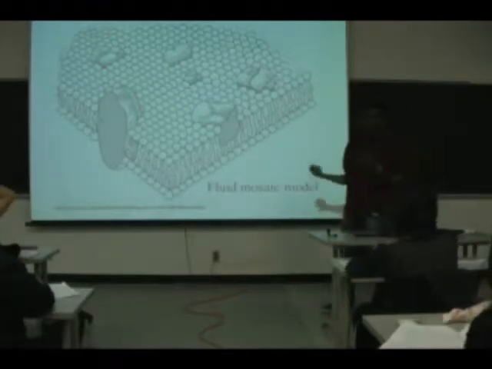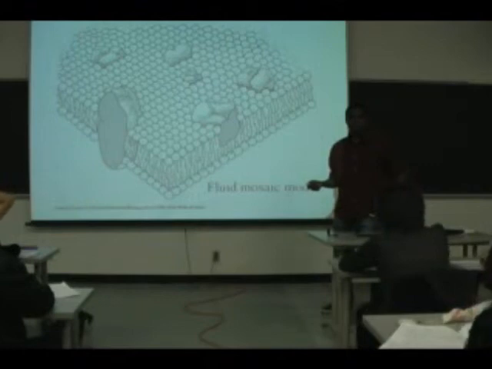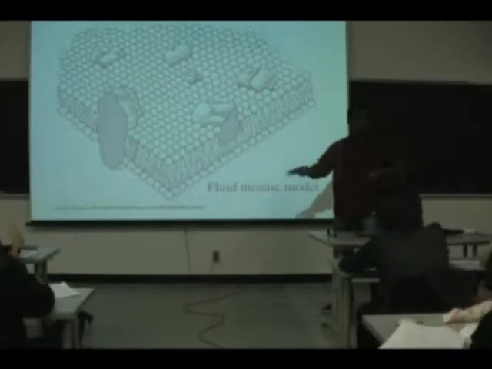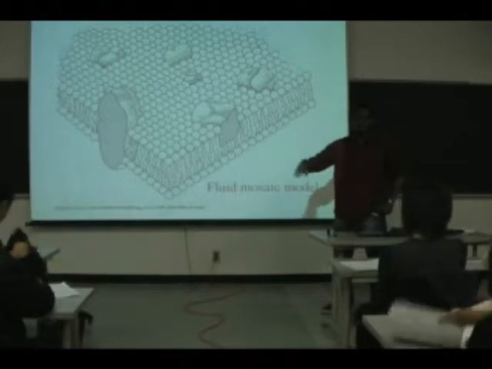Is anyone familiar with that term? Did you use it in basic cell? I think it's pretty basic. So, fluid mosaic model, it means that these lipids can sort of move throughout the membrane. It also means these proteins are usually able to move throughout the membrane.